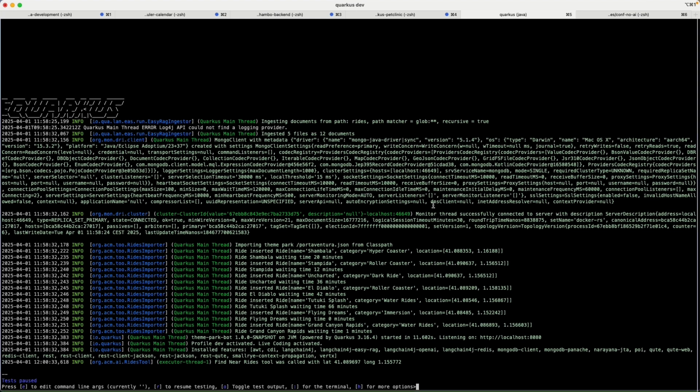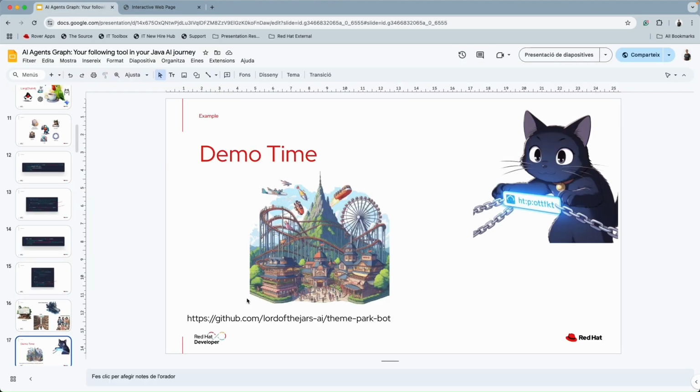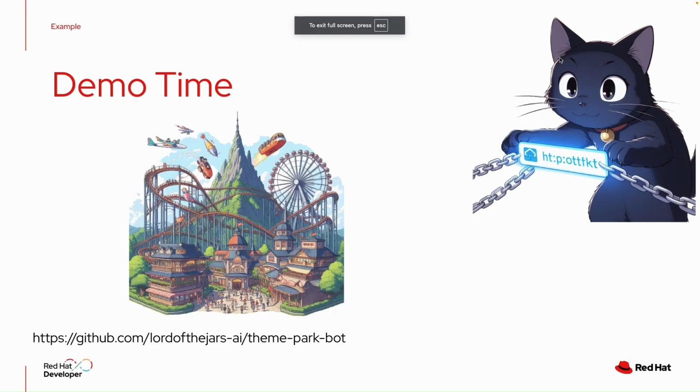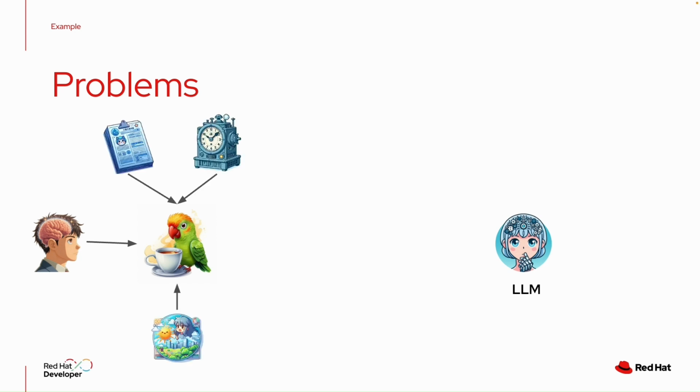You can just get the code from here. Okay, great. But it has some problems. First one, okay, this is me, and I sent a question. It's like, okay, what is the minimum height for going to Stampede? Since I only have one AI service, what I'm putting here is all the information. I'm putting information like, for example, the waiting times. I'm just putting the information that I think might help me to solve the problem.